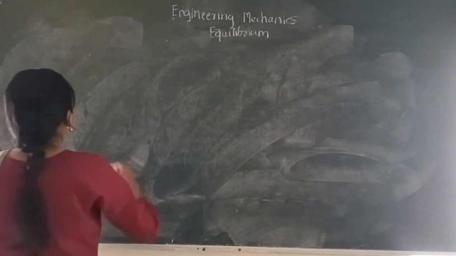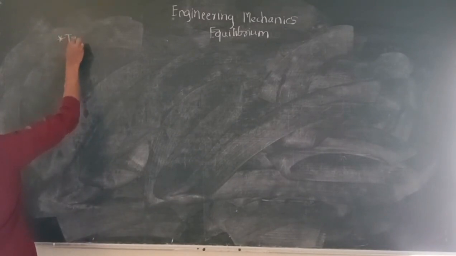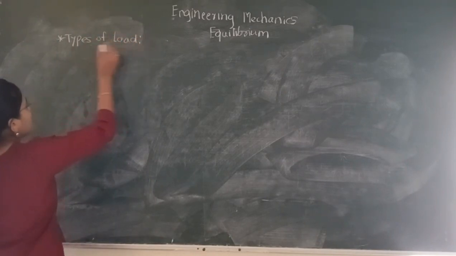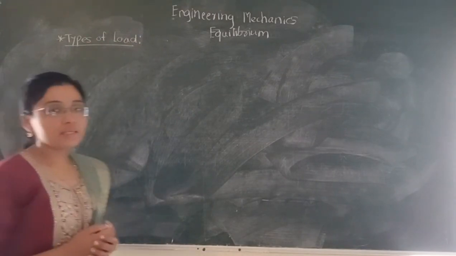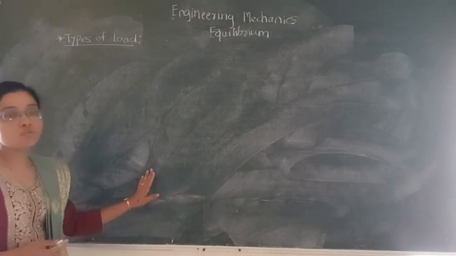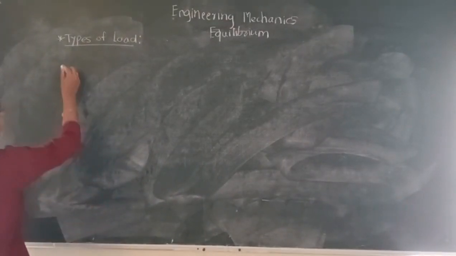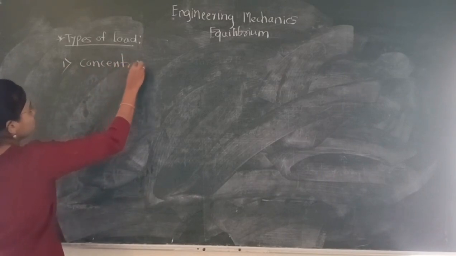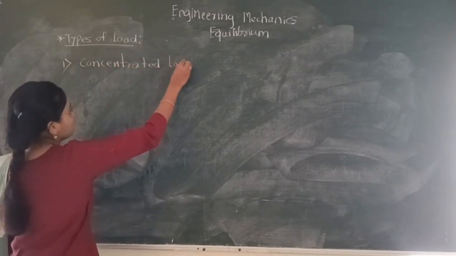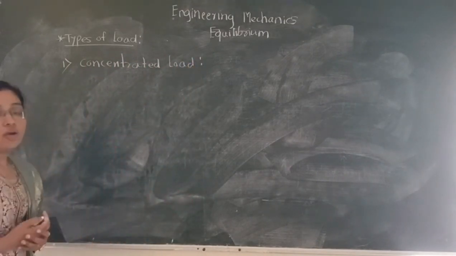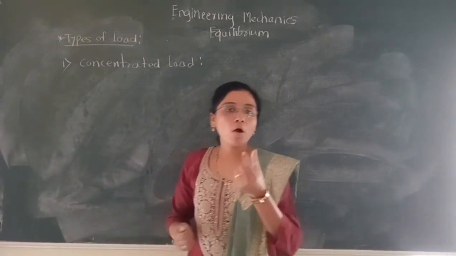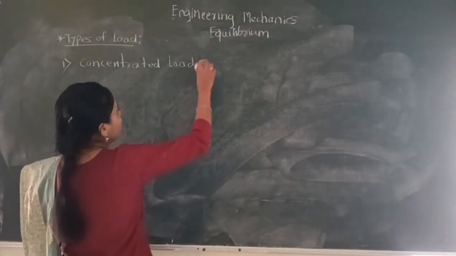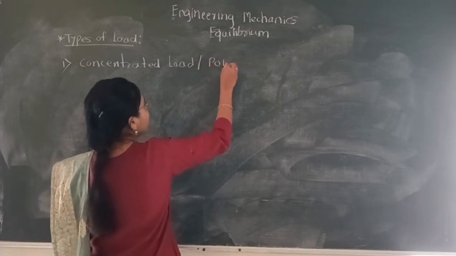Next point is types of load. So in mechanics there are some types of load we can use to analyze any body or support. So first type of load is concentrated load. If load is acting on very small area, then it is considered as concentrated load. We can call it also as point load.